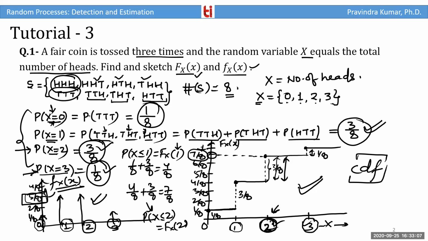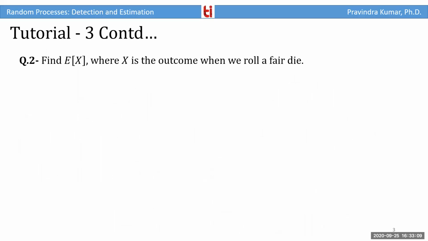No, sir. Okay. So the next question is: find the expected value or mean value or statistical average, where x is the outcome when we roll a fair dice. So x is the outcome when I roll a fair dice. If I'm rolling a dice, it may be 1, 2, 3, 4, 5, or 6. Any outcome can be there.